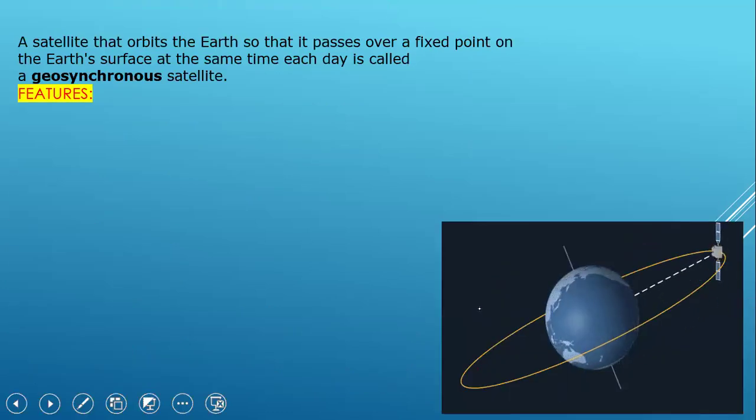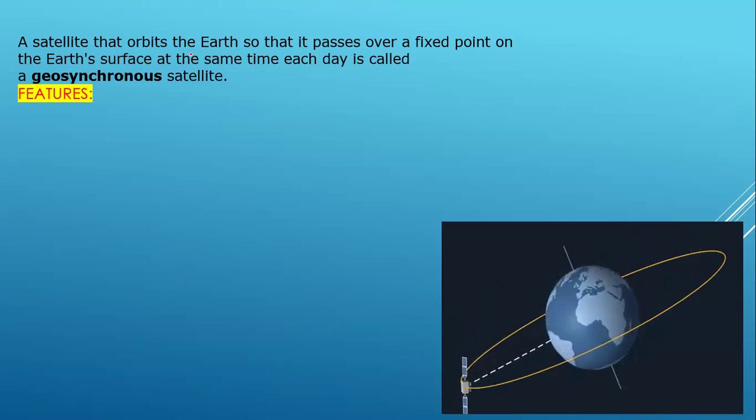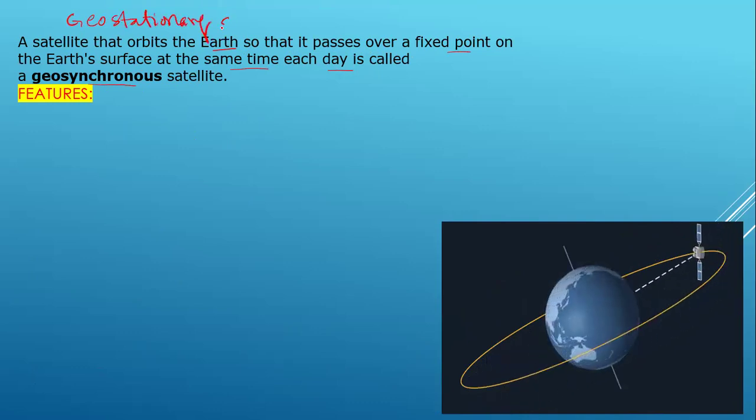Well, let's look at the geostationary satellite. A satellite that orbits around Earth so that it passes over a fixed point on the Earth's surface at the same time each day is called geosynchronous. Synchronous means that its time period and frequency are the same as that of Earth. So this is called a geostationary satellite.